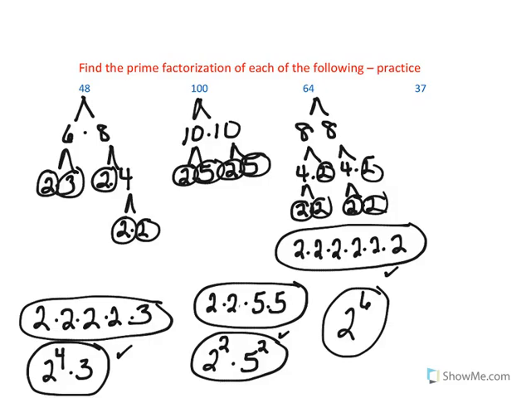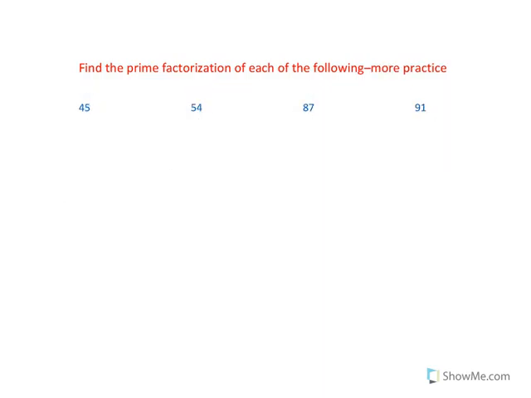37. Doesn't end in a 2, doesn't end in a 5, doesn't end in a 0. If I add 3 and 7, I get 10. That's not a multiple of 3. And 7 doesn't go in, so what we would write is prime. There are no factors of 37 other than 37. And 1 is not prime, so if we want the prime factorization, can't be done. It is just plain old 37. All right, let's try the next page. Again, write these down, practice them, and come back and see how you did.